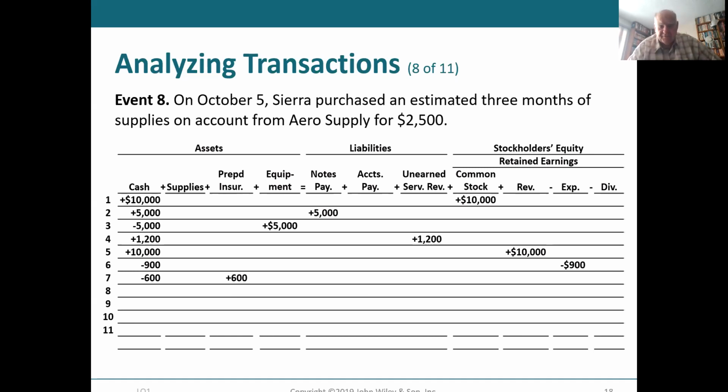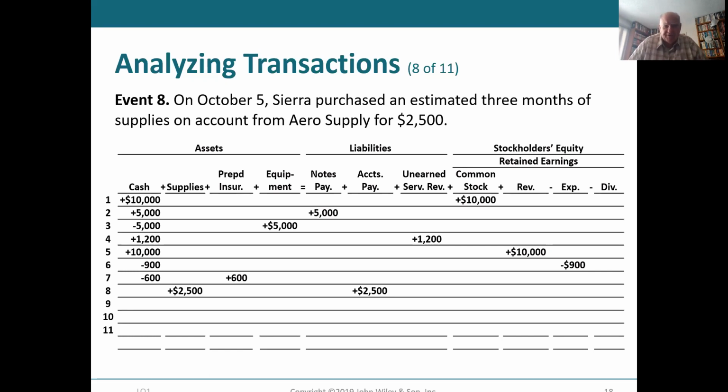They bought 3 months of supplies. When you see the word supplies by itself, that represents an asset. They bought $2,500 worth of maybe cleaning supplies, detergents, towels, whatever. Supplies are not part of your inventory. You're not buying and selling supplies, you're using them. And it's only when you use the supplies that you record the expense.